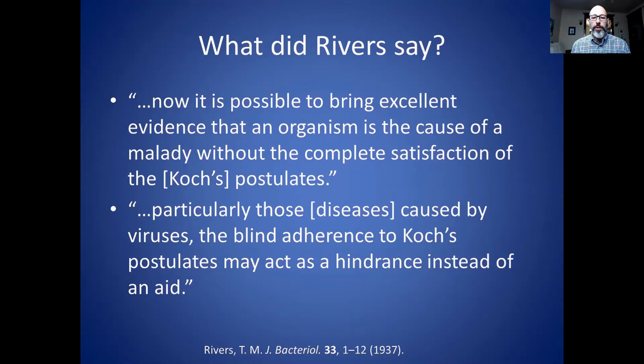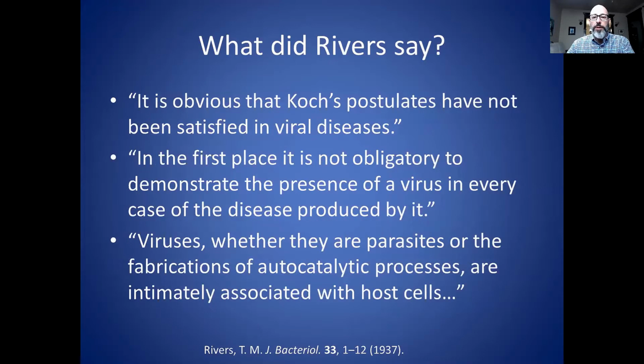Next quote is, "Particularly those diseases caused by viruses, the blind adherence to Koch's postulates may act as a hindrance instead of an aid." Well, I think this indicates that he may have been looking for a little bit of a shortcut, that maybe it was difficult to perform some of the steps, and this makes it a little bit easier to prove a virus is the cause of disease. And it's not good to let your outcome affect your reasoning when determining these things, but I'll still accept the Rivers criteria as valid. He said, "It's obvious that Koch's postulates have not been satisfied in viral diseases." Now, granted, this was in 1937, but up to that time, that was certainly as true as it is today.